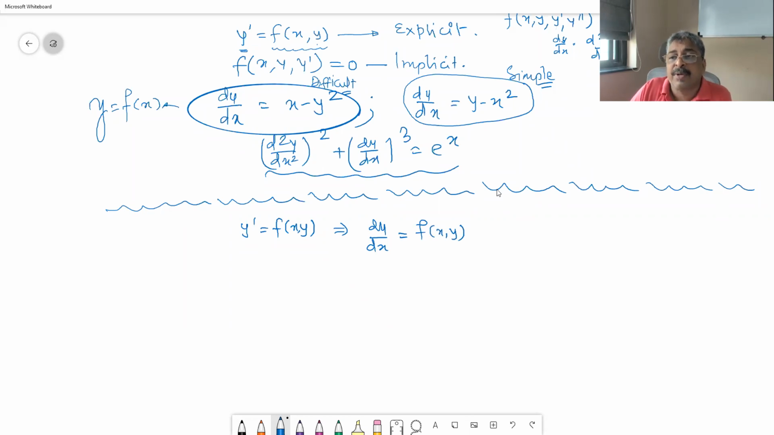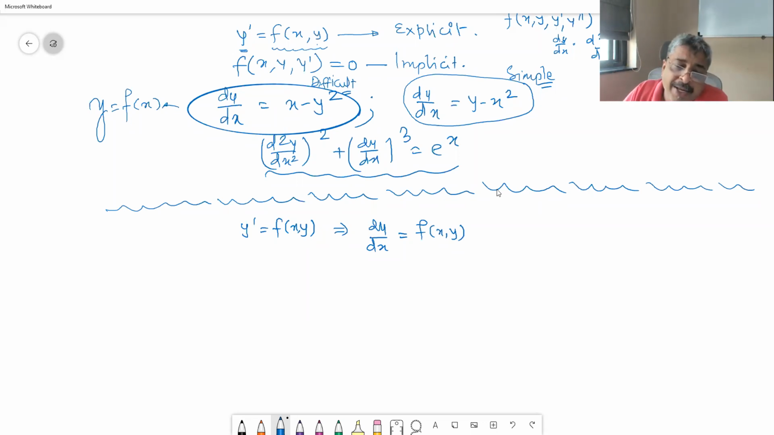If we take this example and understand what we are trying to do geometrically, it will give us a clear picture. What is dy by dx? Suppose there exists a function y, which is a function of x. Then the meaning of dy by dx is the slope of the tangent at any point x, comma, the corresponding point y.